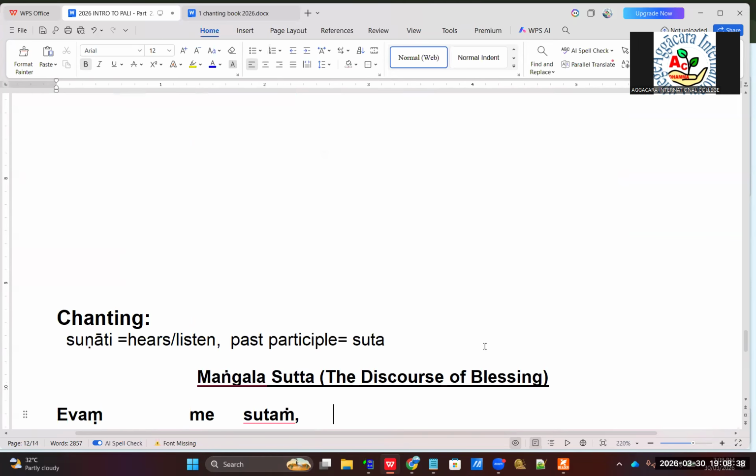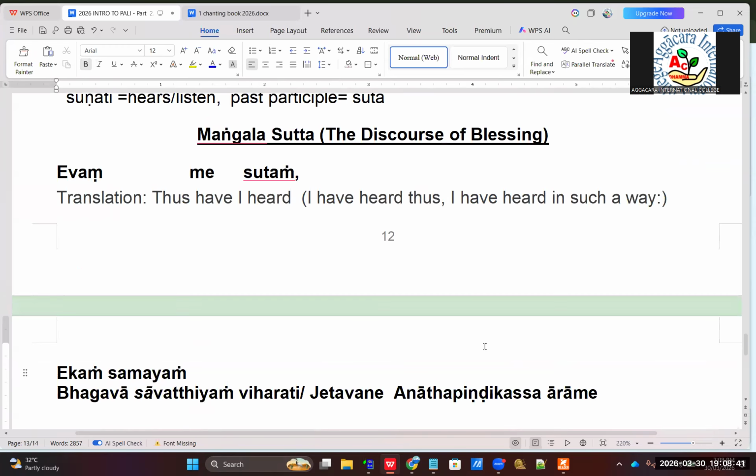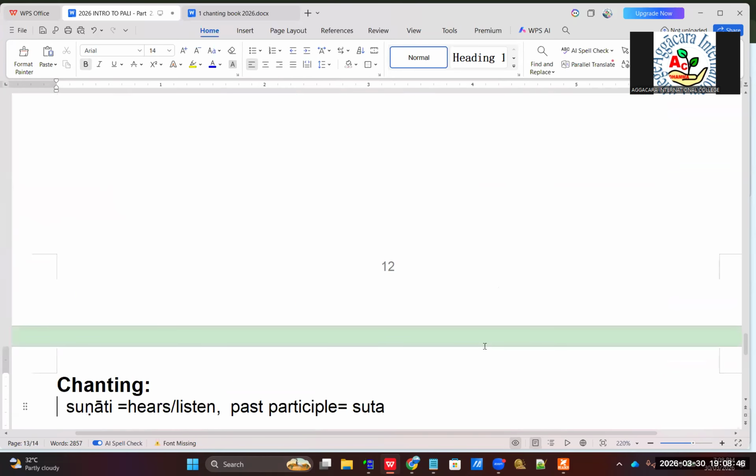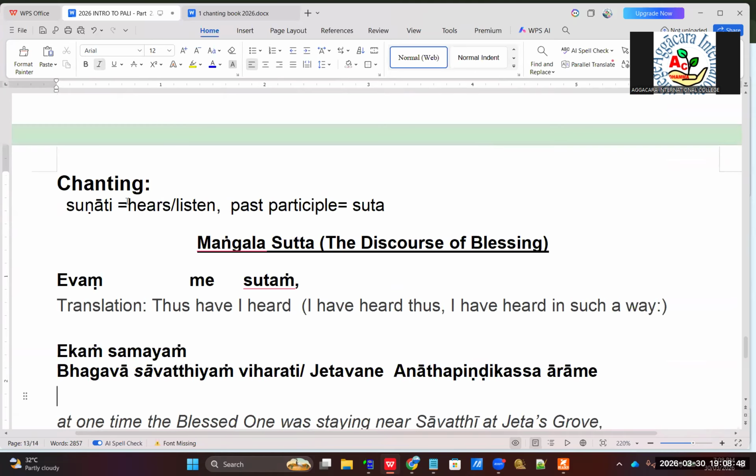For example, we look at the Mangala Sutta, which is a very nice sutta. Sunati is the present tense, hears or listens. The past participle is sutta. Now, in the Mangala Sutta, the discourse on blessings, the 38 blessings, we recite "Evam me suttam." Sutta means heard.